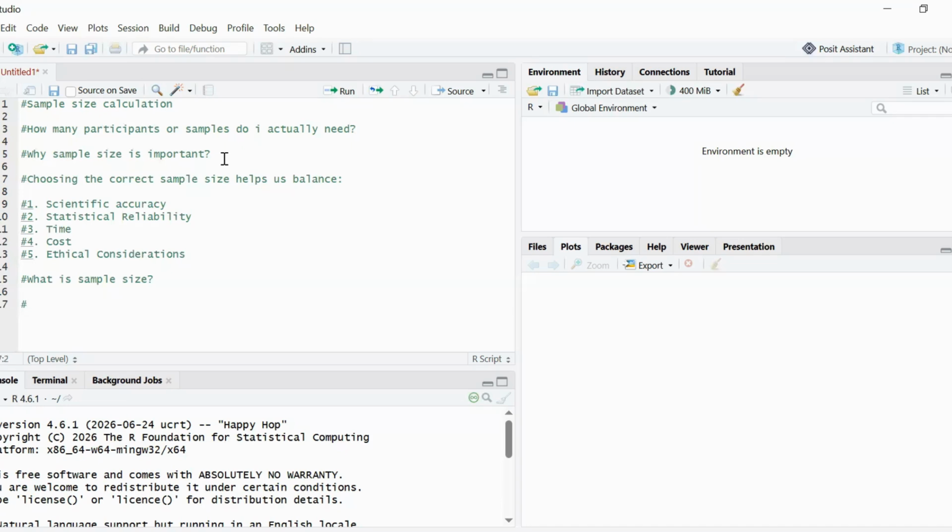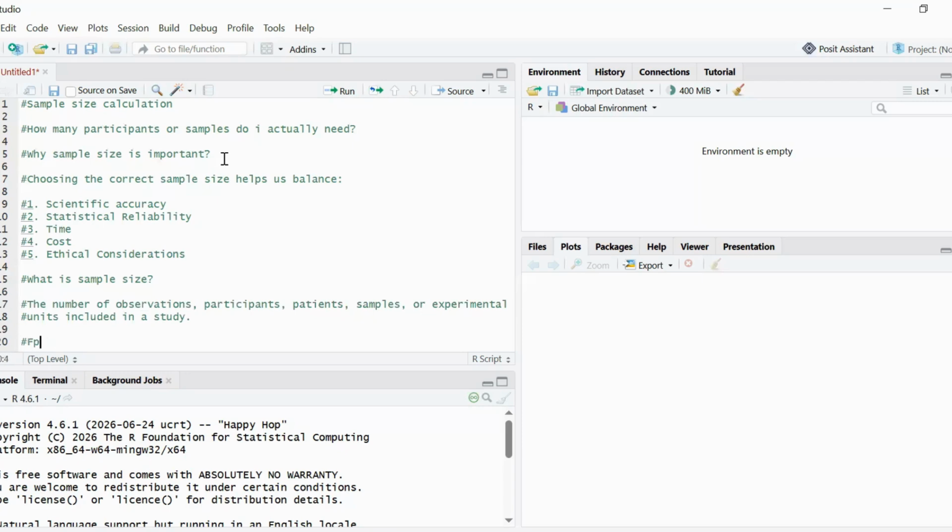Sample size simply means the number of observations, participants, patients, samples, or experimental units included in a study.